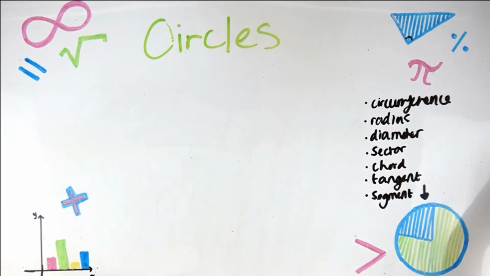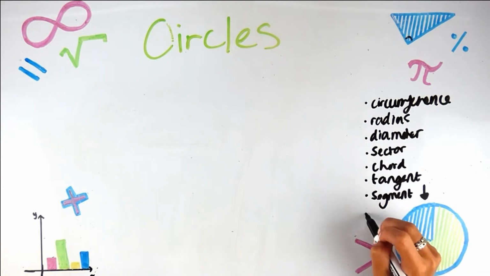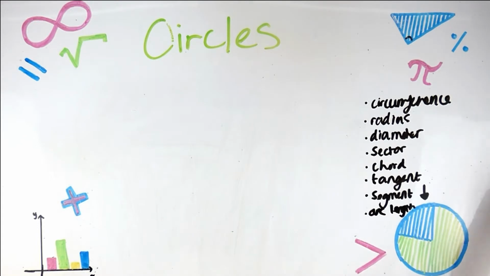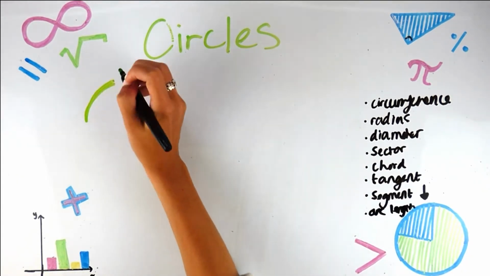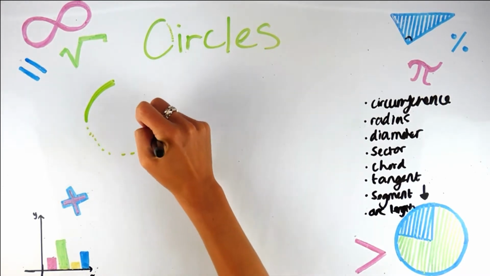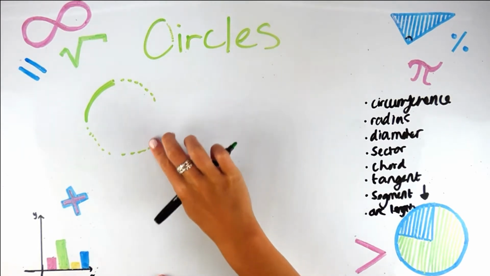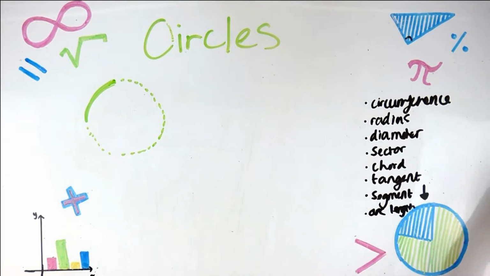Let's look at, ooh, I forgot something in our definitions list. Let's add it here. Arc length. So an arc length is like this, the length of that there, on that circle. So arc length is like a little bit of the circumference that we've just worked out.